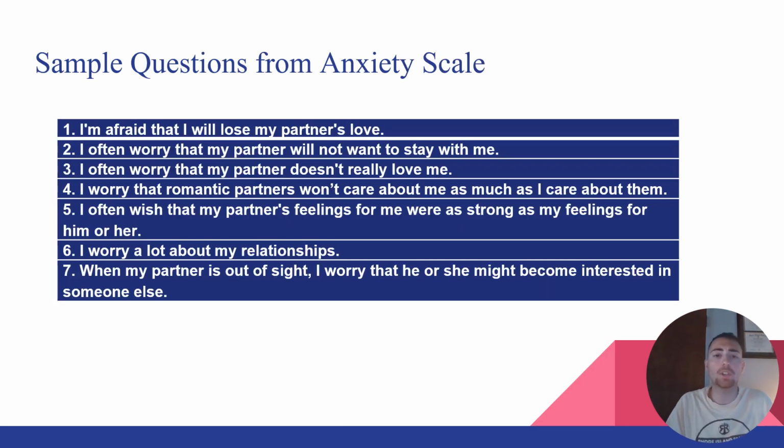Okay, here are some sample questions. These come from the anxiety scale specifically. Things like, I'm afraid that I will lose my partner's love. And again, you're measuring it on a scale of 1 to 7, 1 being not at all, 7 being higher. I often worry that my partner will not want to stay with me. I often worry that my partner doesn't really love me. So these are really looking at worry and anxiety-type symptoms.